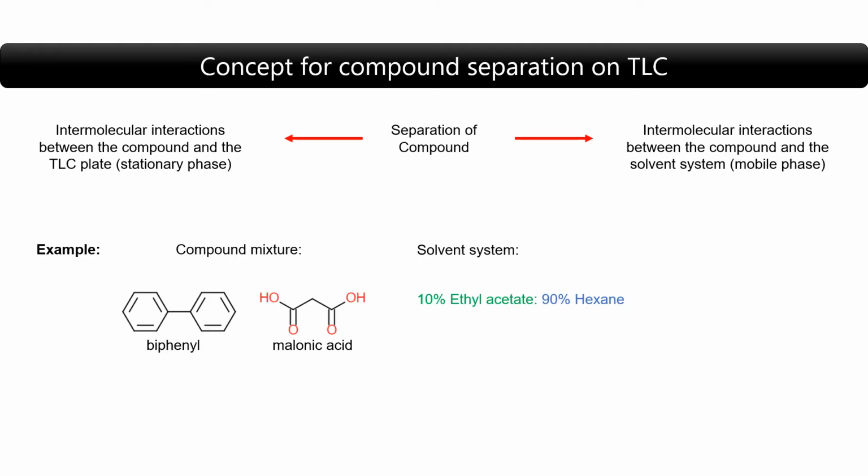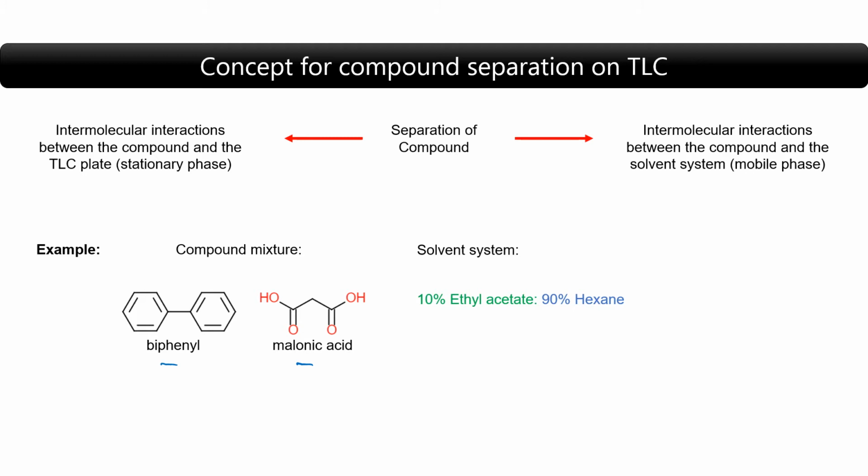Now let's take a look at an example to make sure that you understand this concept. Let's say we have a compound mixture made of biphenyl and malonic acid, and we are trying to separate it on a TLC plate that is made of dimethylsiloxane, and our solvent system is made of 10% ethyl acetate and 90% hexane. Let's look at the polarity characteristics of the compound mixture.